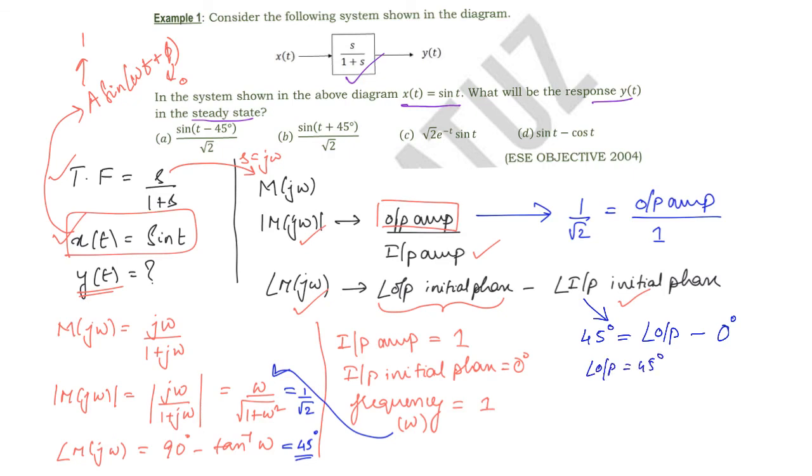So the output will have an amplitude of 1 by root 2, an initial phase of 45 degrees and a frequency of 1 radian per second. So the output y of t is equal to 1 by root 2 sin of t plus 45 degrees. So this is option B.